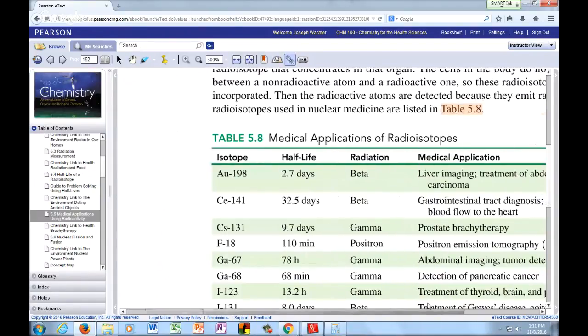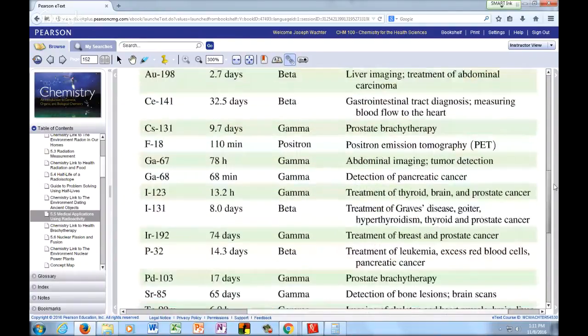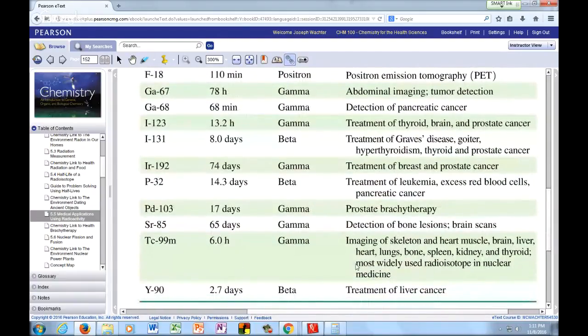Here, there's an interesting list in your book of some of the radioisotopes that are used for medicine. So this one is used in imaging, most widely used radioisotope. So they can get this into all your stuff and then see what it's doing, see what kinds of stuff is going on there.